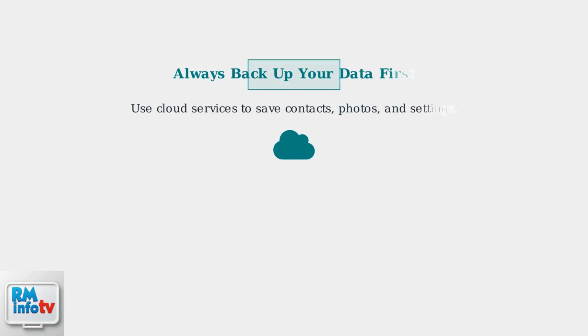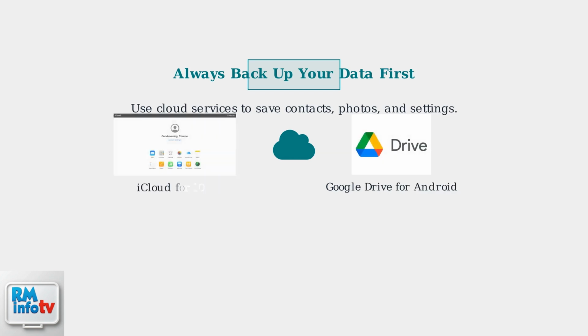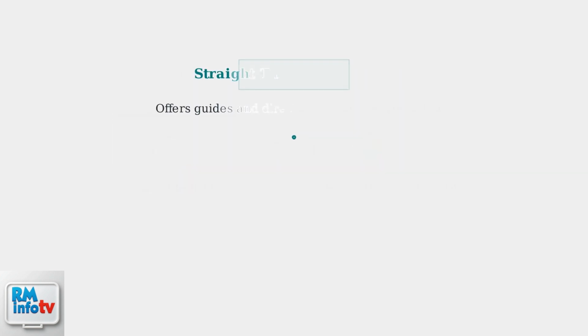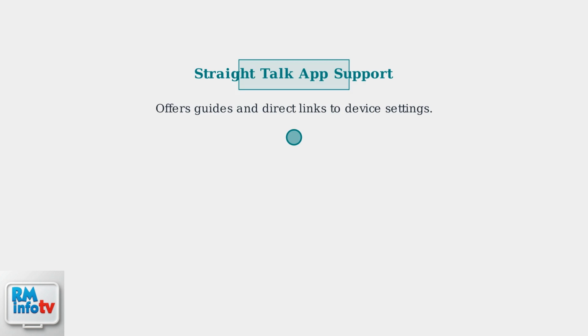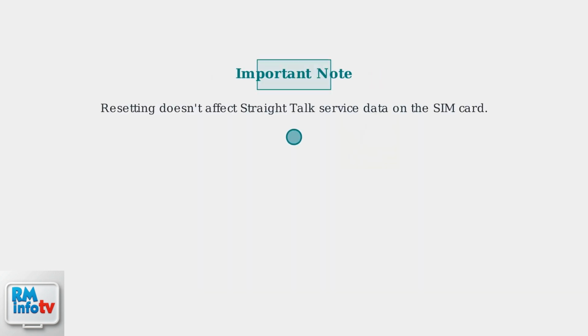First, always back up your data. Use cloud services to save contacts, photos, and settings. The Straight Talk app also offers guides and direct links to device settings. Remember, resetting doesn't affect your Straight Talk service data stored on the SIM card.